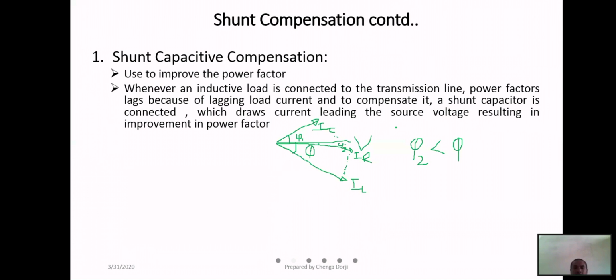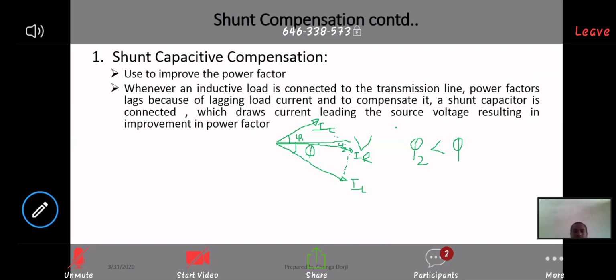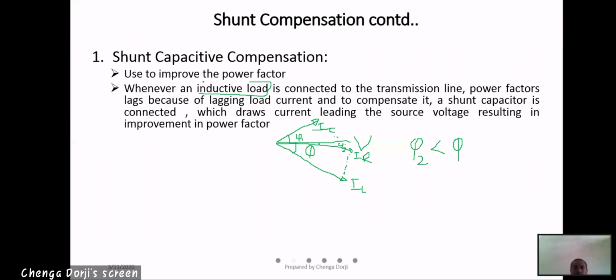Any idea about the types of load? Resistive load, inductive load, capacitive load. The most common or dominant load is inductive, mostly because of the industries. Because of this, inductive current IL will be drawn by the system, which lags behind the supply voltage by angle phi.